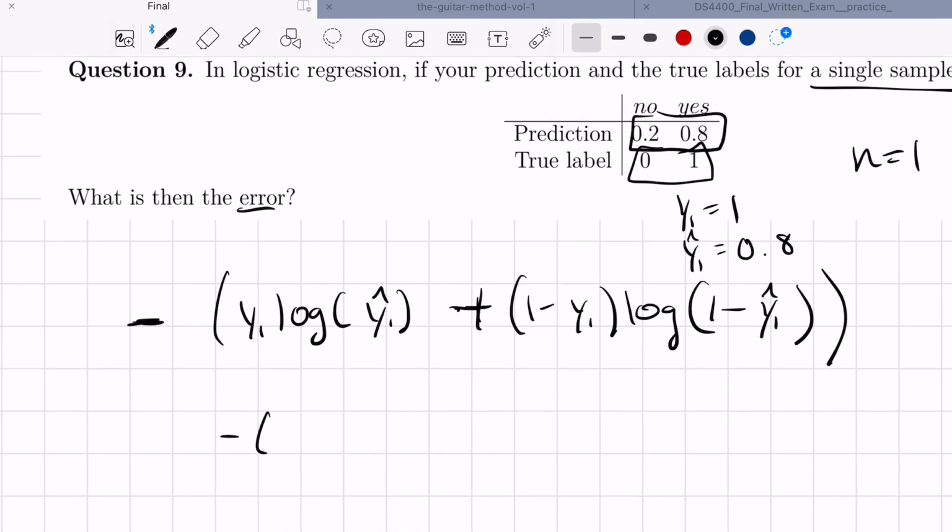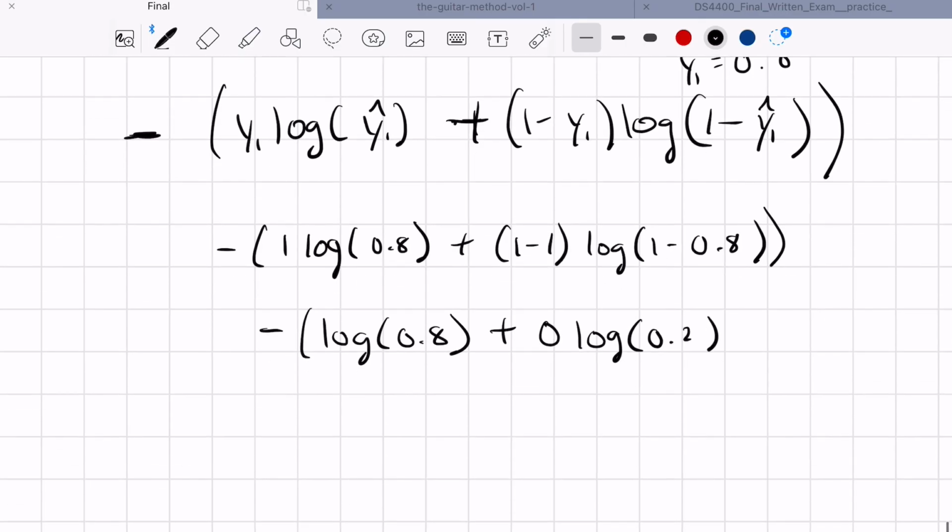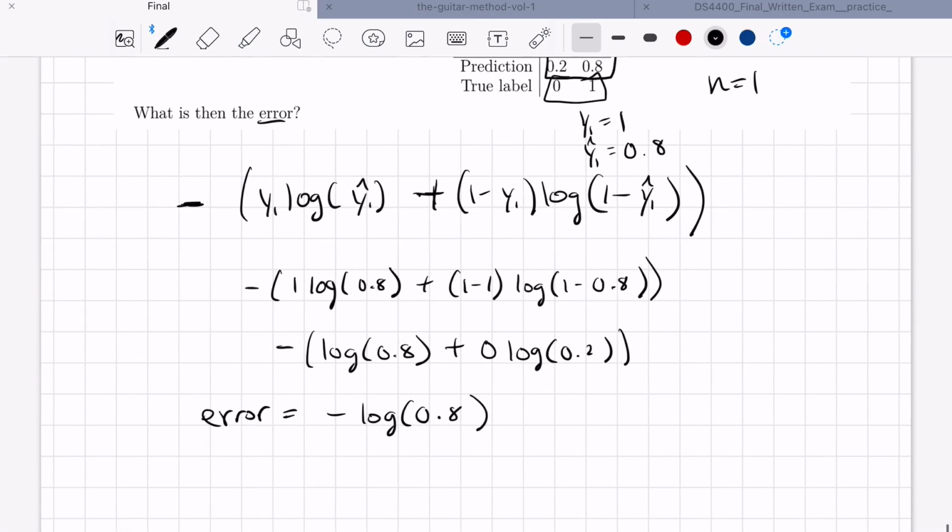So we get negative 1 log 0.8 plus 1 minus 1 log of 1 minus 0.8. If we simplify that, it becomes negative log of 0.8 plus 0 times log 0.2. Simplifying one more step, we just get negative log 0.8. And that's our answer. So our error is equal to negative log 0.8. Sweet, thank you.